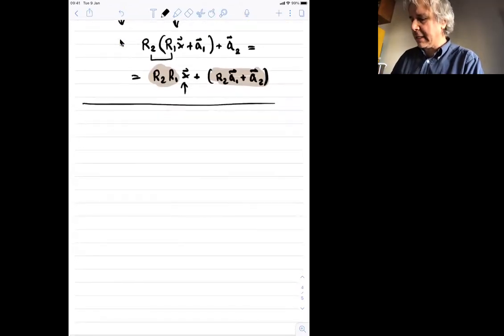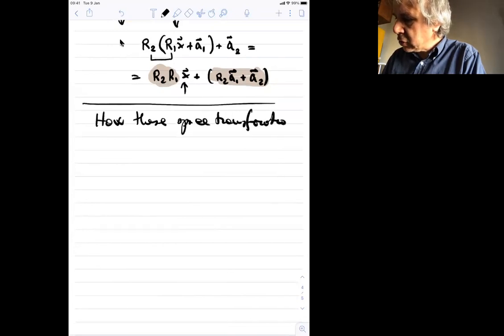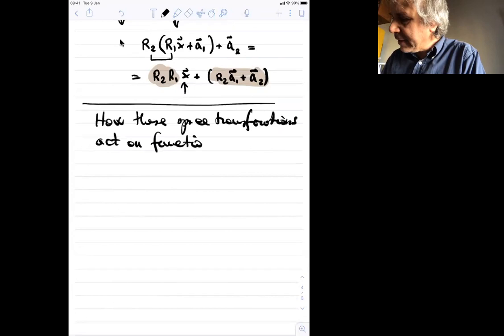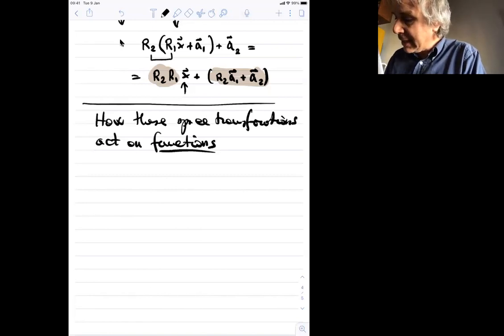Now, this is just the space transformation of linear algebra that we are particularly interested in. Now, I will discuss with you how these space transformations act on functions. After all, you know that quantum mechanics is about wave functions to start with, right? So I would like to know what happens if I do a space transformation to the wave functions of the Hilbert space. Okay, so let's do a simple example.